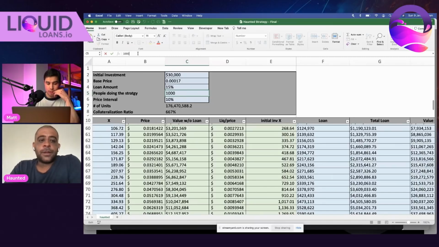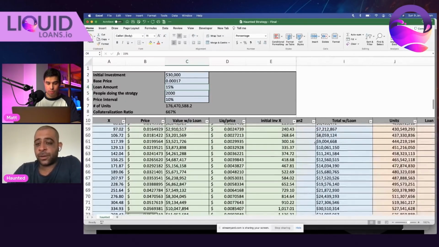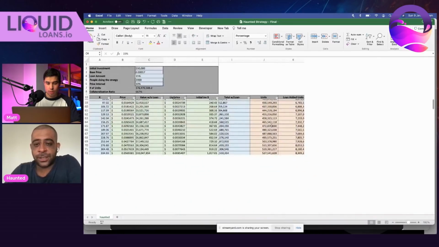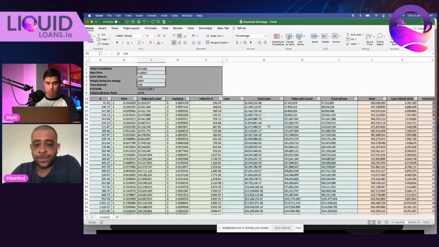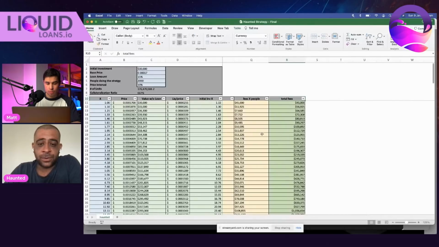Correct. So what I'm going to do now is change the number of people doing this strategy to 2000, because there's been a lot of feedback and a lot of people want to do this strategy. I'll keep it roughly around 15%. And what I want to show, the reason why I did this, was I wanted to know the total fees that are being paid to the loan staking pool.